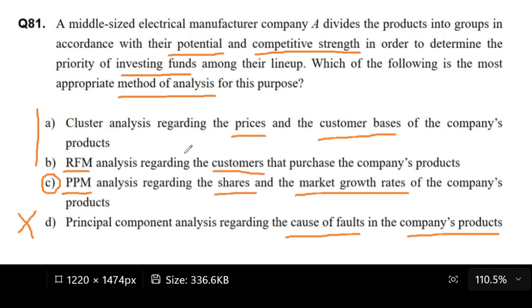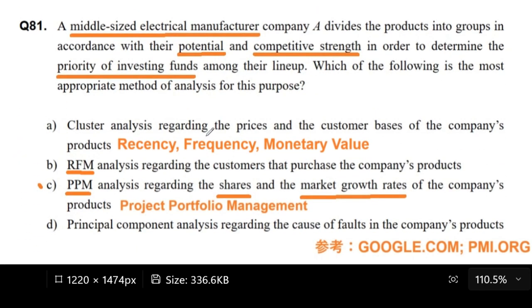Let's see if there's something more that we can add based on my notes. I think PPM and RFM, we need to explain a little bit what they mean. Okay, so RFM, according to PMI.org, means recency, frequency, monetary value. We use that type of analysis to identify the customers that purchase the company's products. Recency, how recent was the purchase? Frequency, how often? And monetary value, how much are we getting from the products that the customer buys?